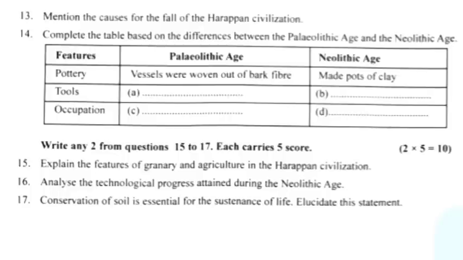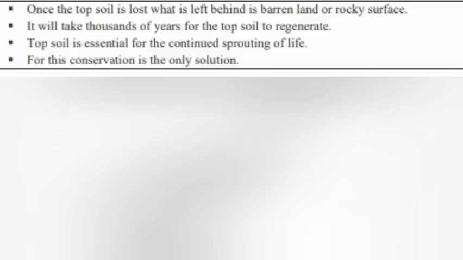17. Conservation of soil is essential for the sustenance of life. Elucidate this statement. Answer: once the topsoil is lost, what is left behind is barren land or rocky surface. It will take thousands of years for the topsoil to regenerate. Topsoil is essential for the continued sprouting of life. For this, conservation is the only solution.